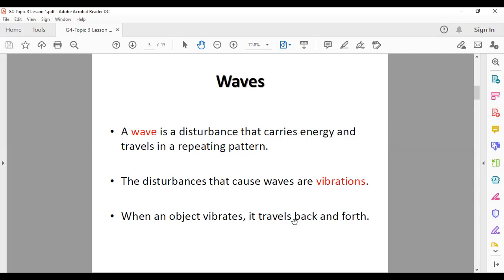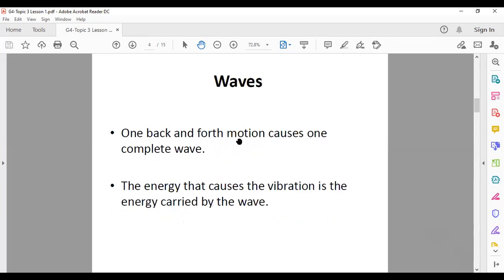Okay, so you can make vibrations yourself. When you move yourself or move your head back and forth, this is called a vibration. So waves are caused by vibrations, and they carry energy and travel in a repeating pattern, something that repeats itself. One back and forth motion makes one wave. The energy that causes the vibration is the energy carried by the wave. Waves, again, carry energy, carry these vibrations.